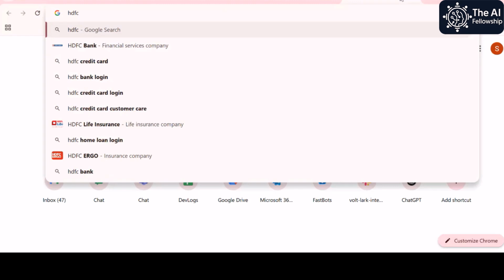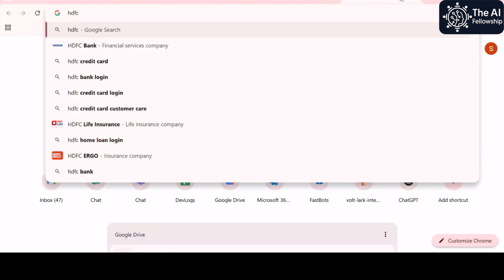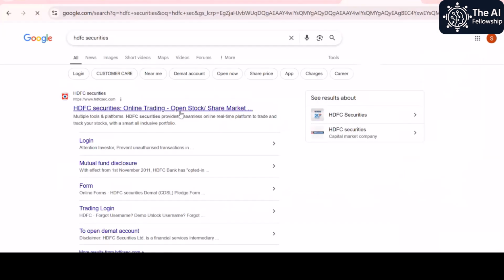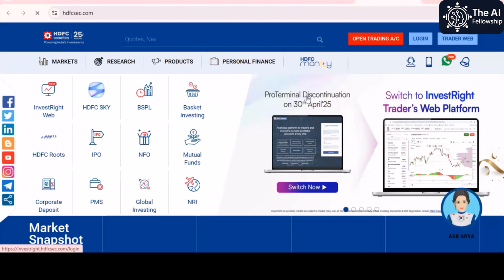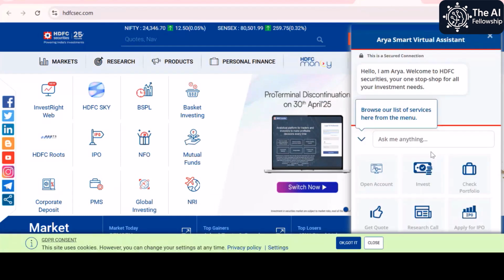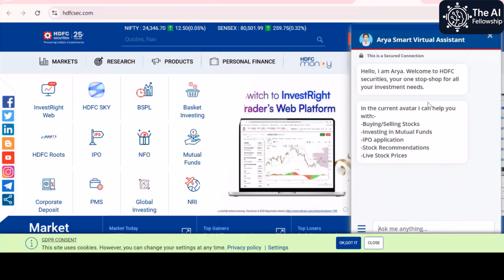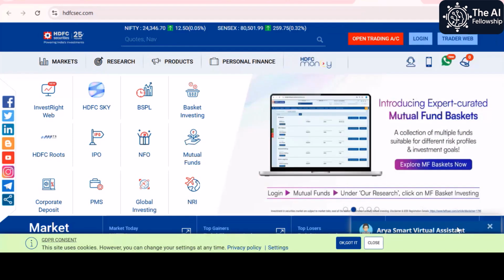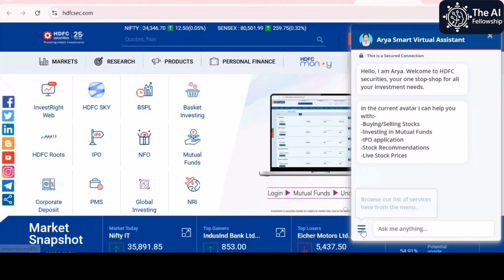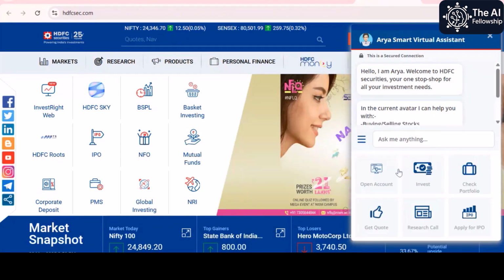HDFC Securities, those who are from India will understand, is a very big group. It's a 20,000 crore company, and it's very good to study their chatbots. So this is the kind of interface it provides. When I open this, you see there are so many options. Whatever the common questions are for the client, it is already showing.